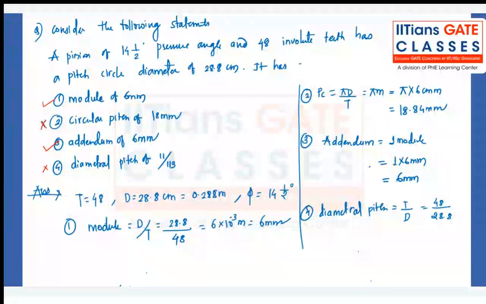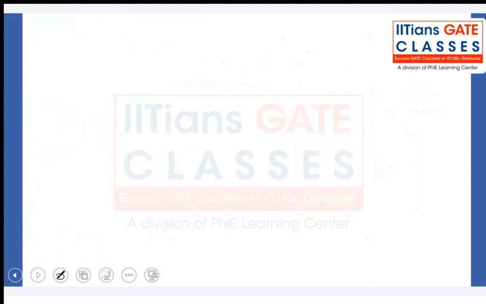I think it is 1.25 if I remember correctly, but you can double check. 1.25 times module. Okay, the formula for addendum of a gear is 1.25 times module. Write it down. I'll go to the next slide. Let me check if I have any other question.